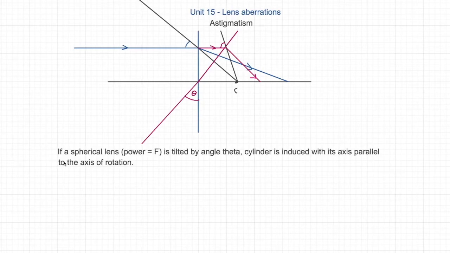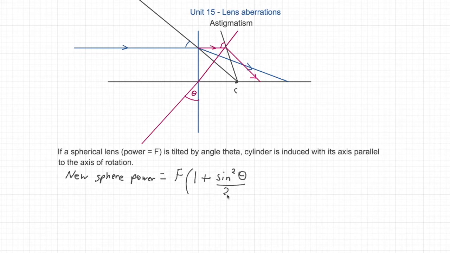So there's a formula you can use to actually calculate what the new sphere power and the new cylinder power are of this tilted lens. The new sphere power is equal to the power of that spherical lens times 1 plus sine squared theta over 2n, where theta is the tilt and n is the index of the lens. The new cylinder power equals that new sphere power that we just calculated times the tangent squared of theta.